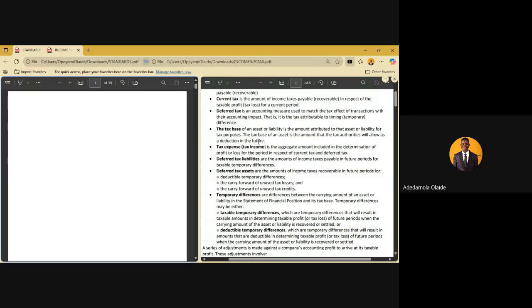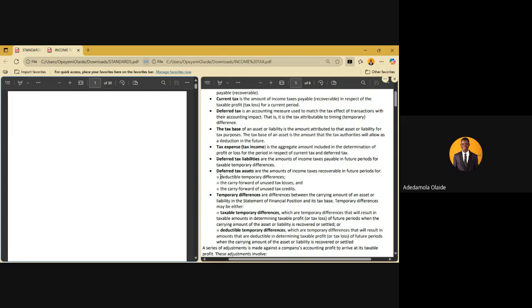Then carry forward of unused tax credit. So in some cases, your withholding tax might be so much that it will be more than your tax liability. So the remaining portion of your withholding tax credit that you haven't used, we also take that as a deferred tax asset, because you use it to reduce your future tax liability. And it might also be that maybe you overpay tax to be available as a credit to you.